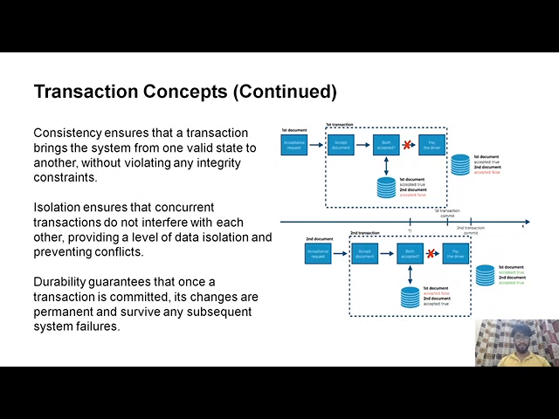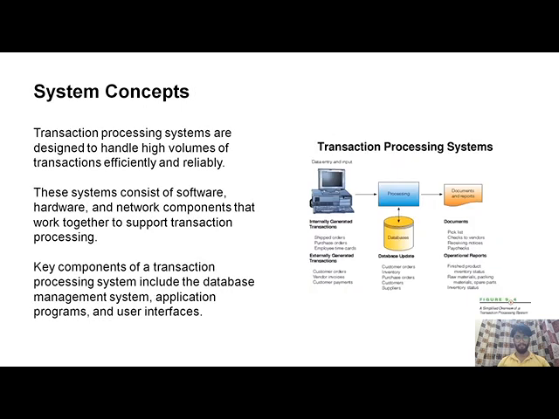Consistency ensures that a transaction brings the system from one valid state to another without violating any integrity constraints. Isolation ensures that concurrent transactions do not interfere with each other, providing a level of data isolation and preventing conflicts. Durability guarantees that once a transaction is committed, its changes are permanent and survive any subsequent system failures.